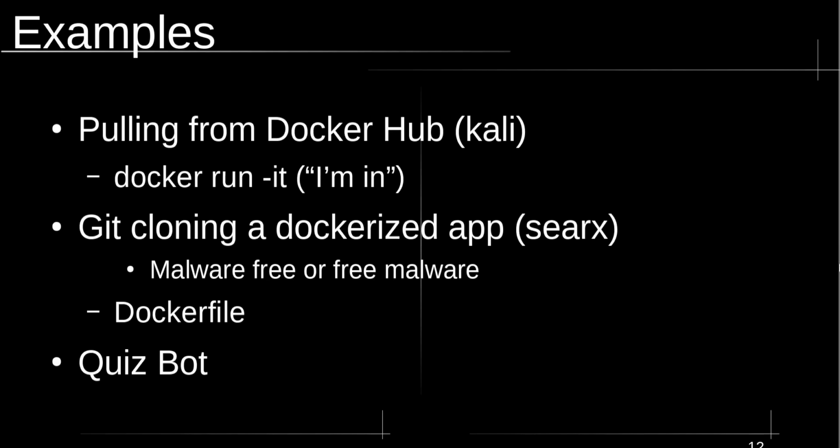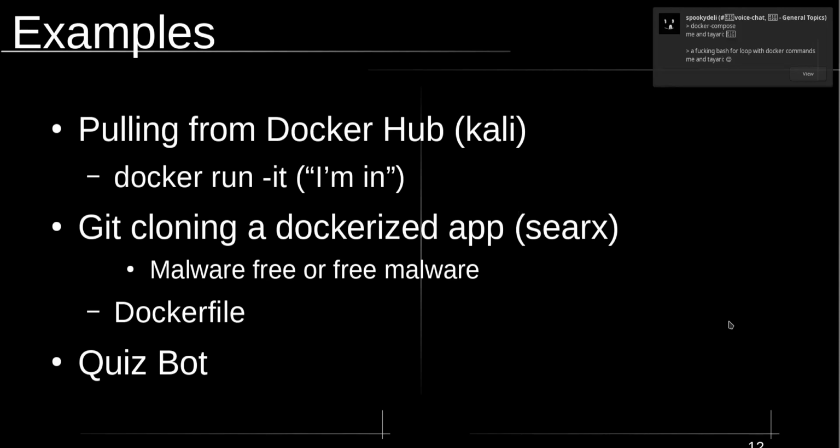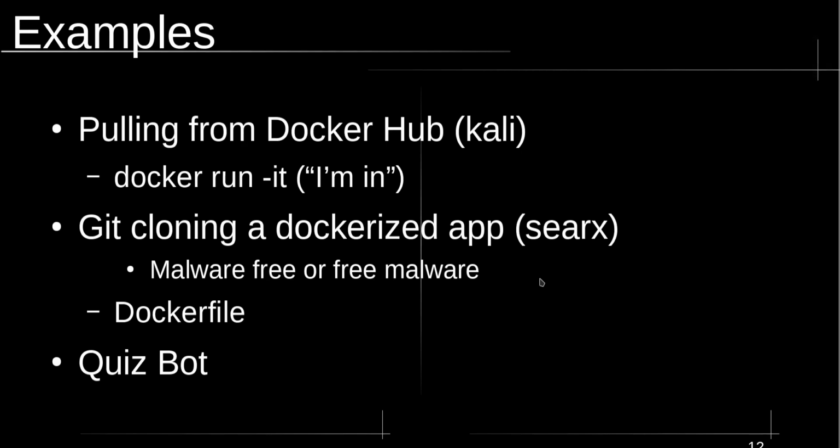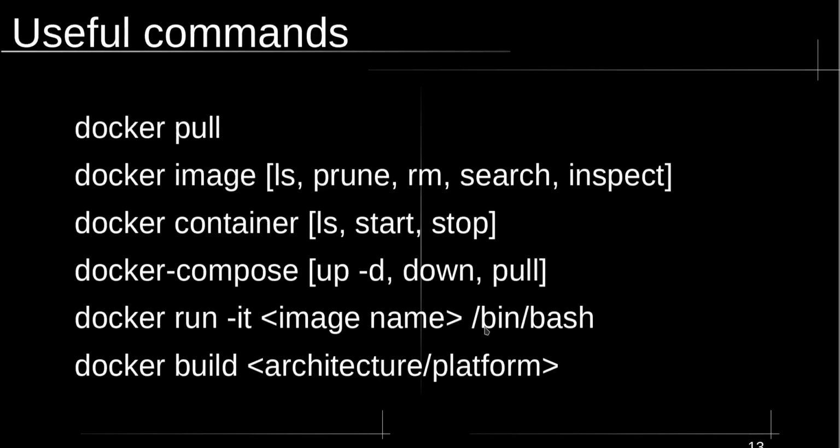For some examples, I'm going to pull from Docker Hub so you see what that looks like. I'll also do a git clone from GitHub so you can see what a Dockerized app looks like. I jokingly put "free malware" in there. Just make sure you know what you're pulling if it's not from Docker Hub. You never know what's in there. It's good to read through the code and make sure it looks half decent. Then I'll show you what a Docker file looks like, and then Quizbot, which was Pascal's thing he made for his Pen Testing Plus exam, I believe. I also contributed to that, but I'll show you.